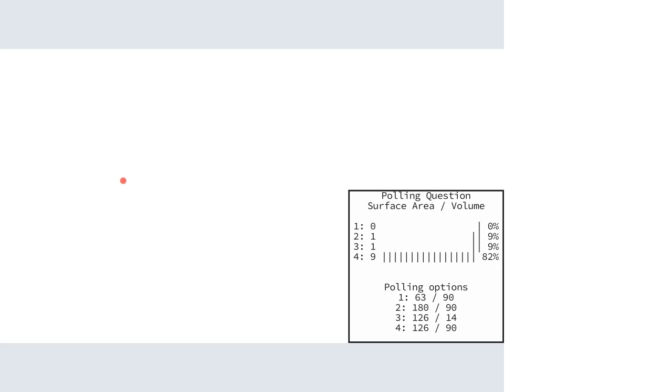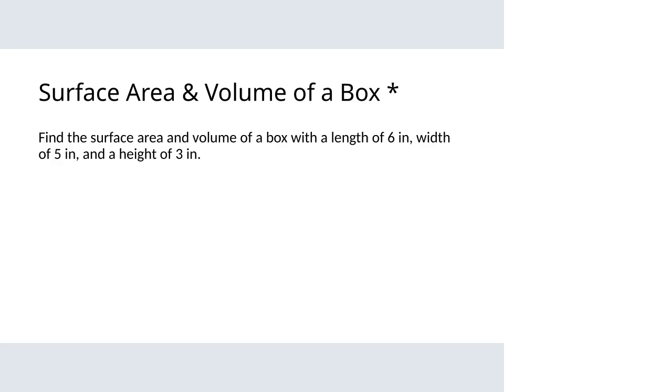All right, very strong agreement on this one. That's excellent. And 10 out of 11 had the same number for surface area. That's really good. Okay, so let's go back and take a look at this one.